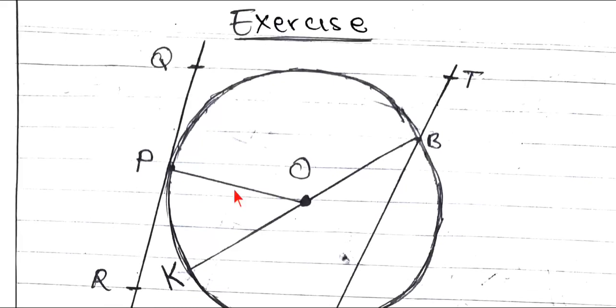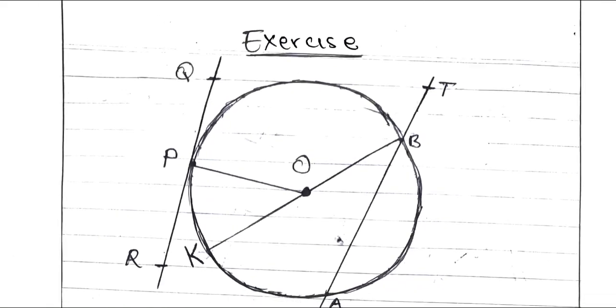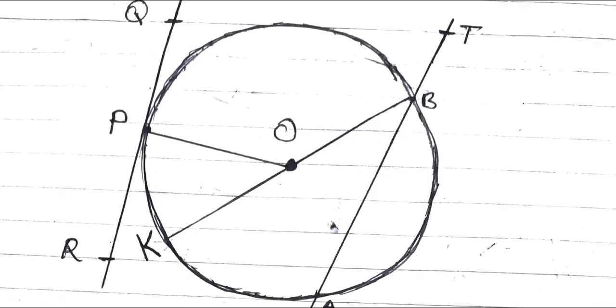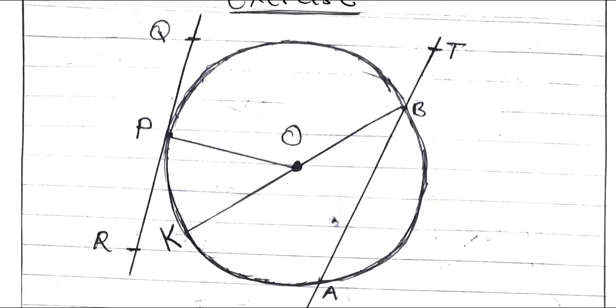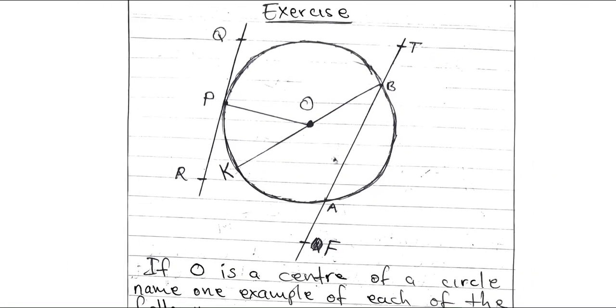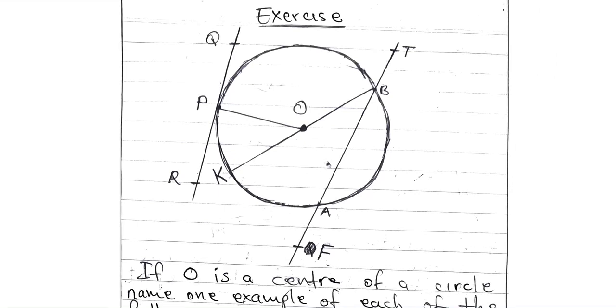Now it is an exercise. From this exercise, you have to determine which one is a chord, which one is a tangent, which one is a secant line, and all the properties of a circle. For instance, this distance from point A up to point B is what we call the chord. This is a chord because it divides the circle into two parts, the first part here and the second part here. But this line FT is what we call the secant line. This is the secant line because it cuts the circle at two points. That's why you call it a secant.